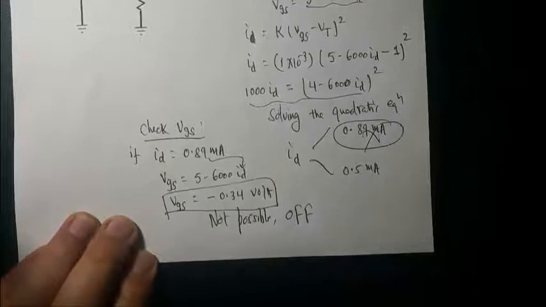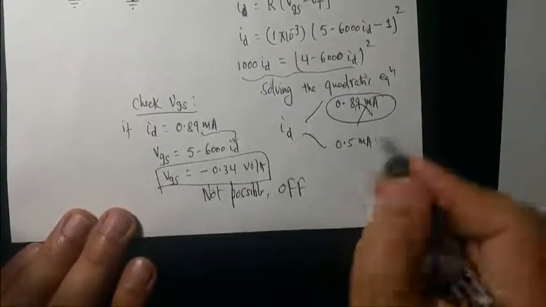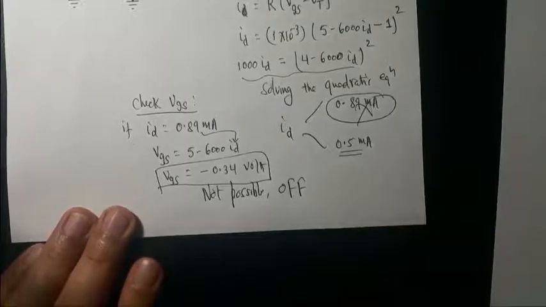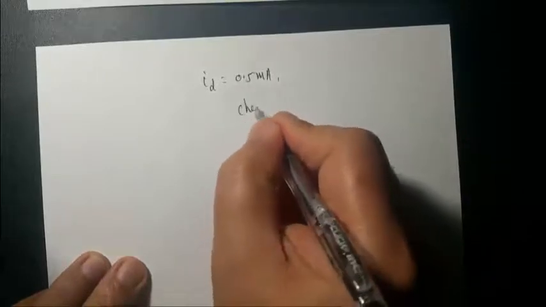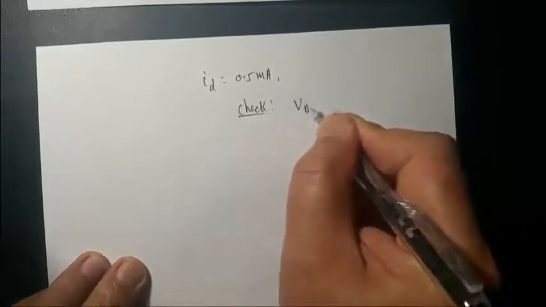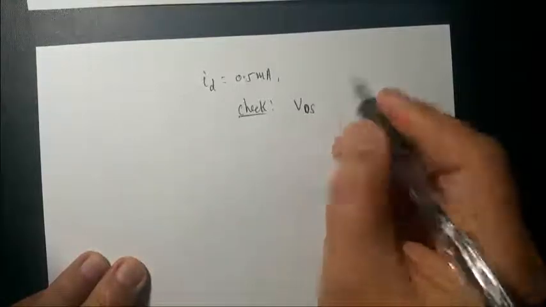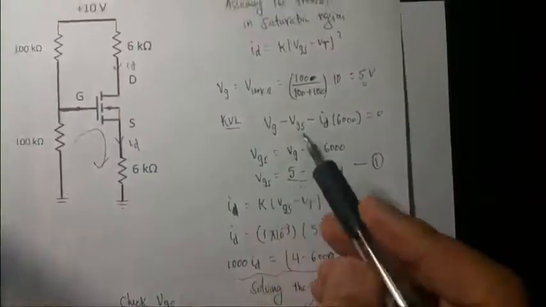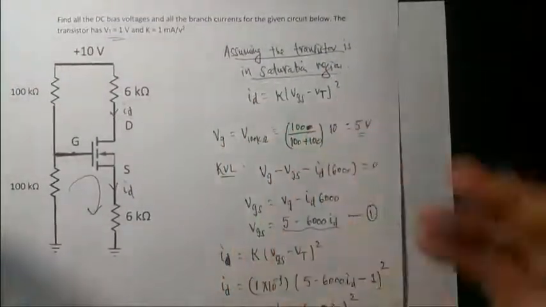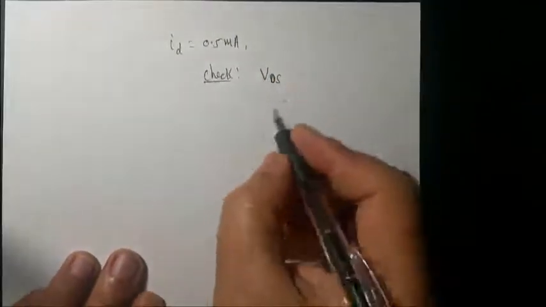Okay, you still need to do one more check. So your ID is 0.5 milliamp, so your correct answer is ID is 0.5 milliamp. But we still need to check one more thing actually: VDS. We still need to check this drain source voltage, because before we did this calculation, we assumed that the transistor is in saturation region. Now we have to prove this with this drain current, whether the transistor is in saturation region or not.